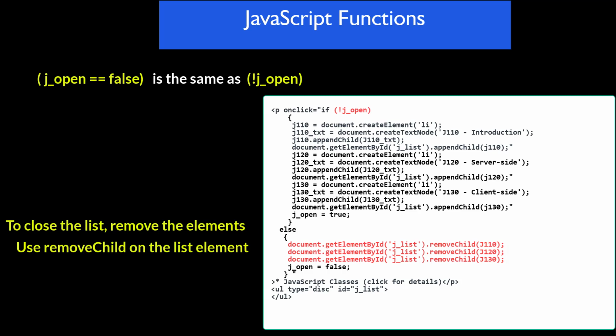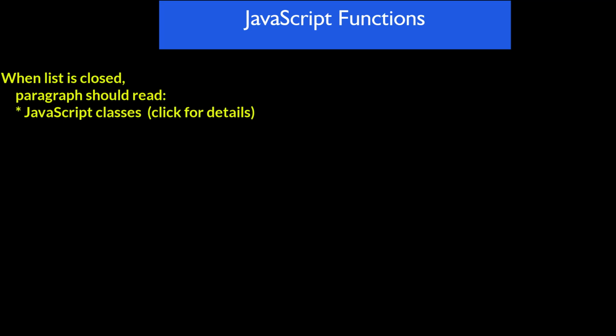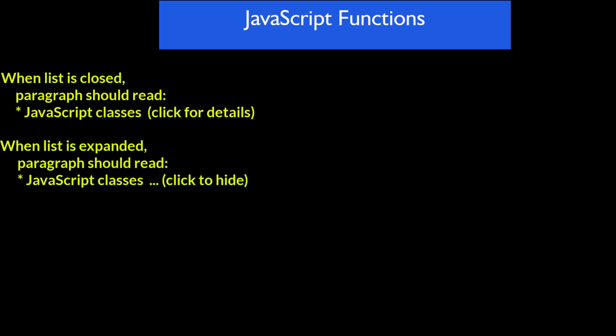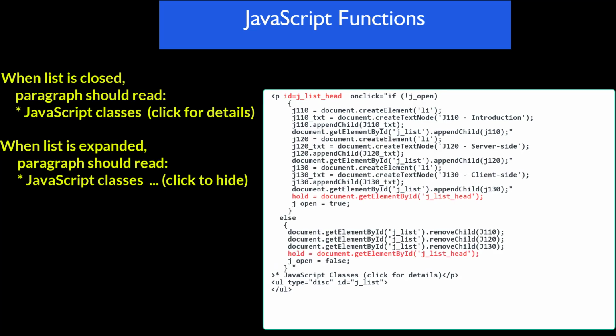Now, the only remaining issue is changing the paragraph text. When the list is closed up, we want it to say JavaScript classes, click for details. But when the list is expanded, we want it to say JavaScript classes, click to hide. We change the paragraph text with these steps. Assign an ID to the header paragraph. Then access the header paragraph element.